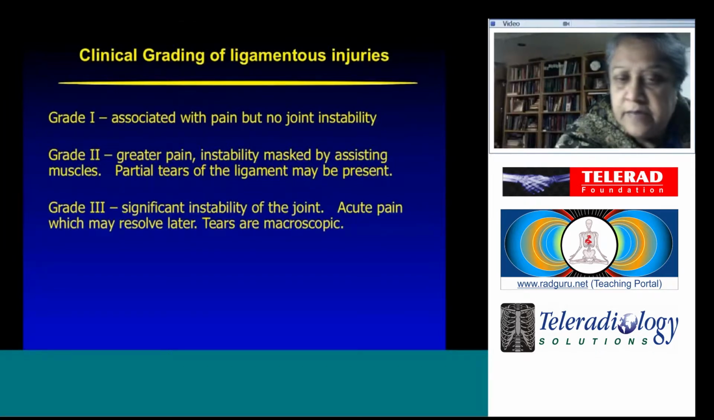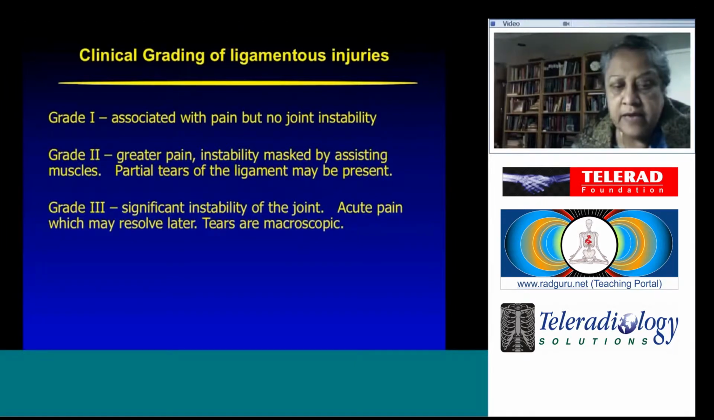However, if the patient is guarding and the muscles are taut, you're not going to be able to elicit instability of the joint unless the patient is put under anesthesia. There is acute pain which may resolve later, but this is associated with tears which are macroscopic.